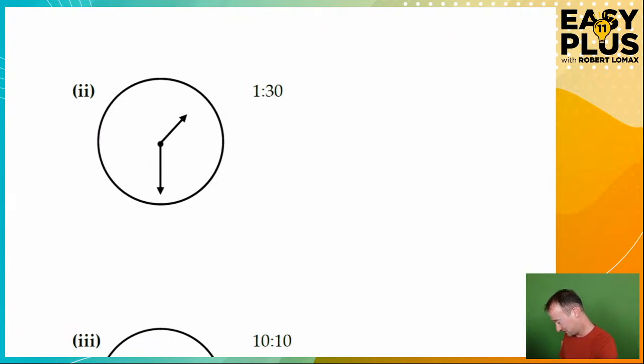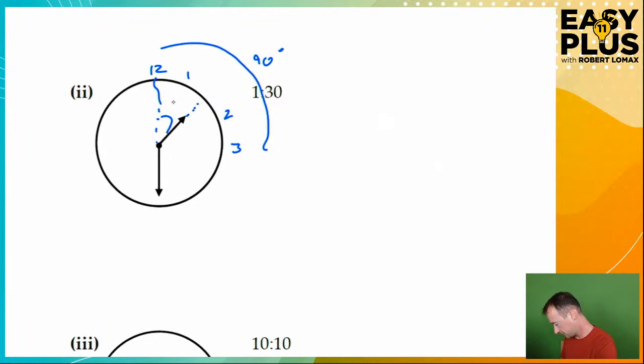Okay, 1:30. So here, 12. This would be 3. This would be 1. This would be 2. Hang on a sec. We can see clearly that the hour hand is exactly halfway between 1 and 2. How do we know that? Because it's half past. So if this here is a right angle, this here is half of a right angle. So it's going to be 45 degrees.